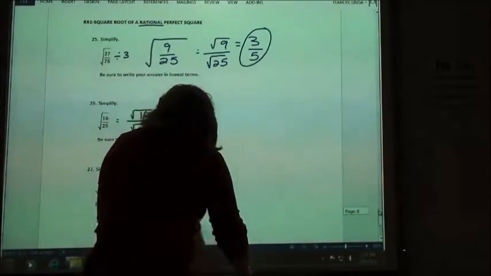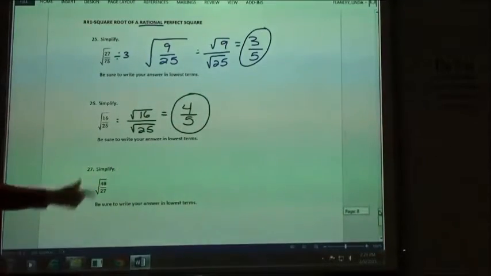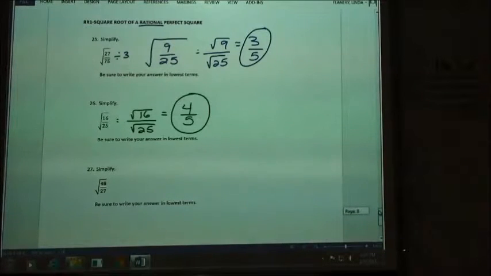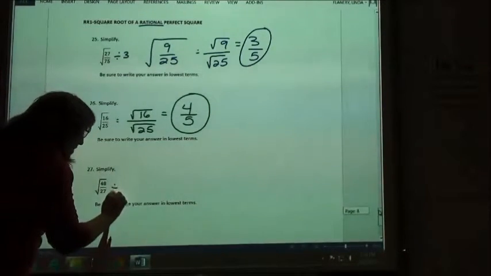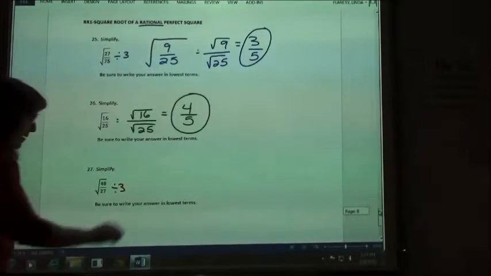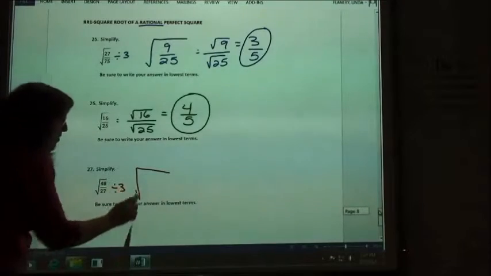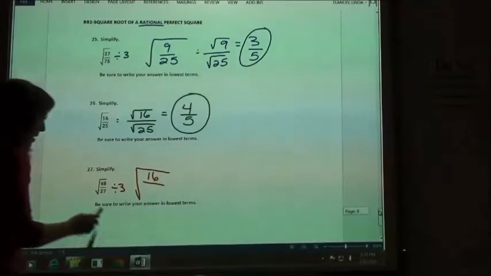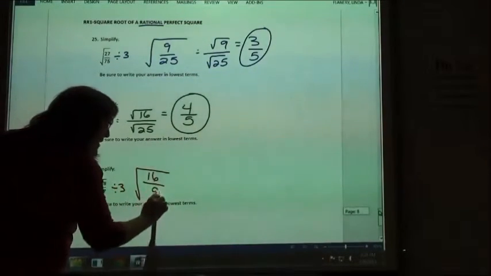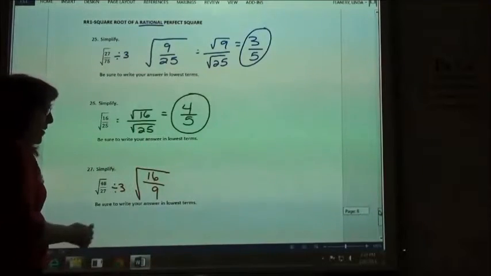And then number 27, again, I look at that and say, oh, again, I don't have perfect squares, which tells me I should be able to reduce my fraction. These, again, are divisible by 3. Still under the square root, 48 divided by 3 is 16. 27 divided by 3 is 9. Now I can do my square roots.